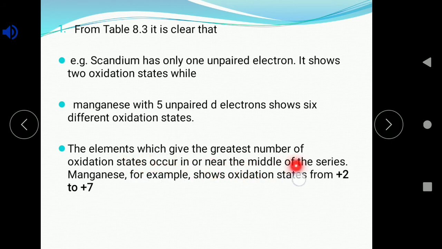The elements which give the greatest number of oxidation states occur in or near the middle of the series. And then again, declining, that means the number of oxidation states decreases from the middle to the last. So, at the center of the series, the number of oxidation states shown by those elements is highest, with manganese showing the highest number, from plus 2 to plus 7.